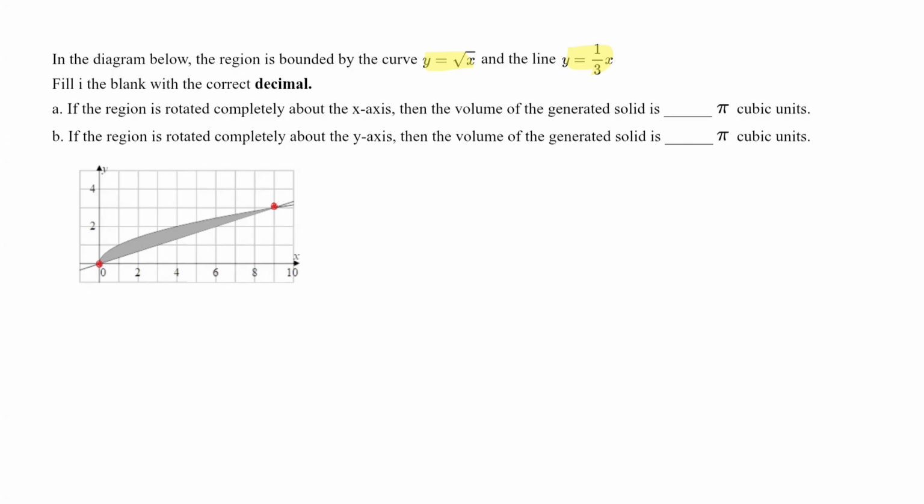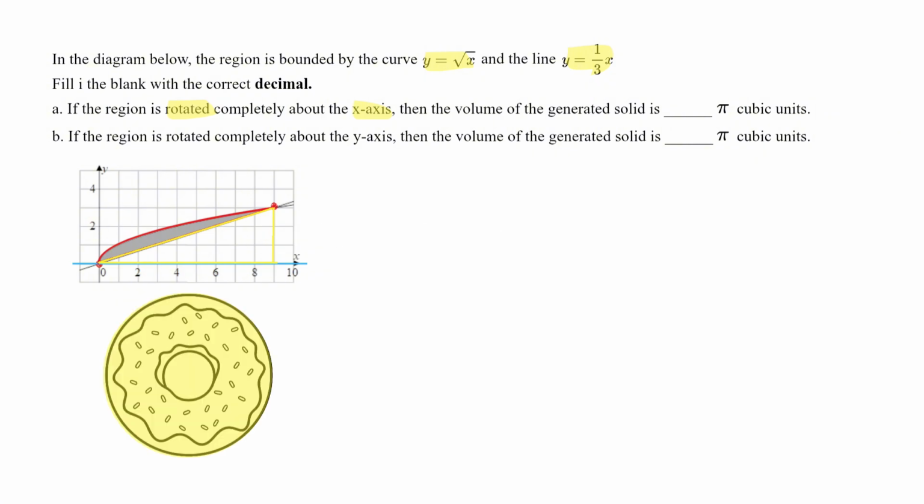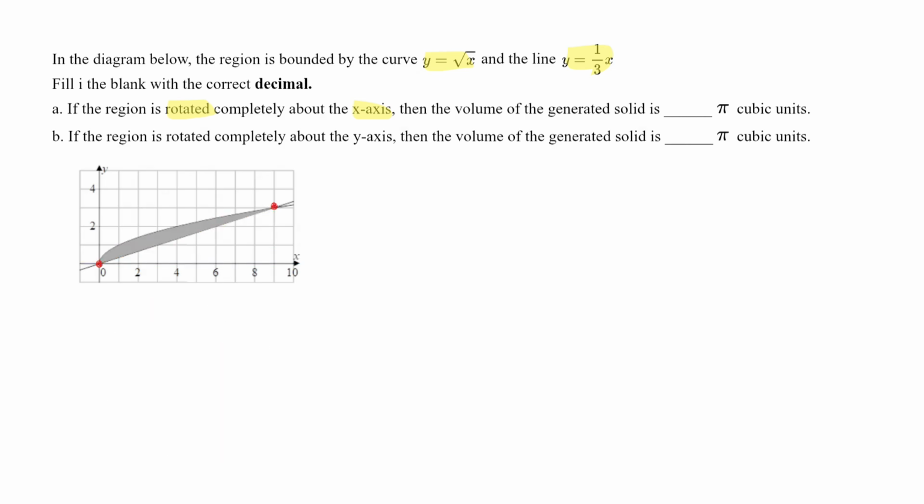For part A, we rotate around the x-axis. Because there's a gap between the shape and the axis, we use the washer method. Think of it like a donut. We find the volume of the whole thing and subtract the hole in the middle. The formula for the washer method is volume equals pi times the integral from a to b of the quantity outer radius squared minus inner radius squared, dx.